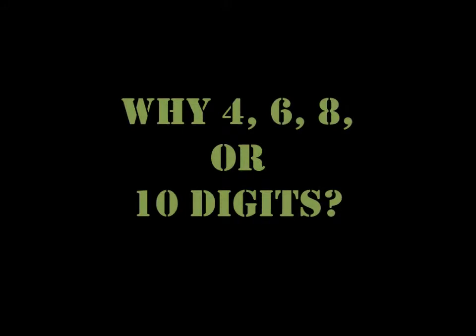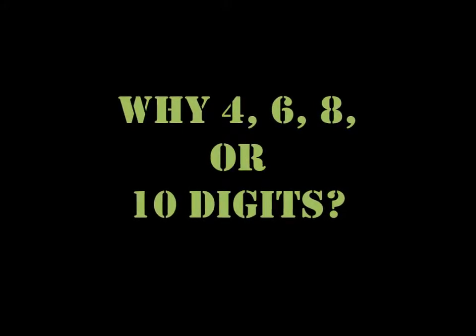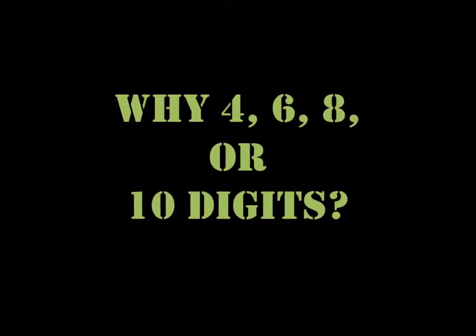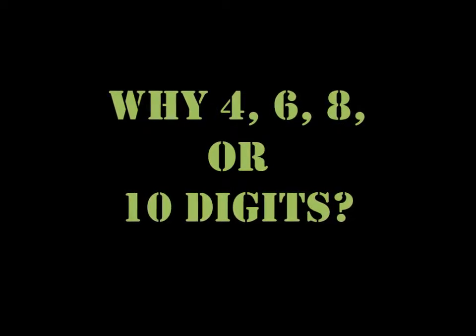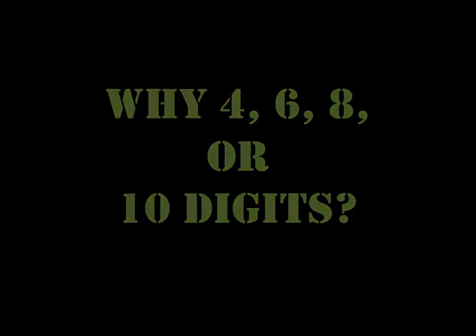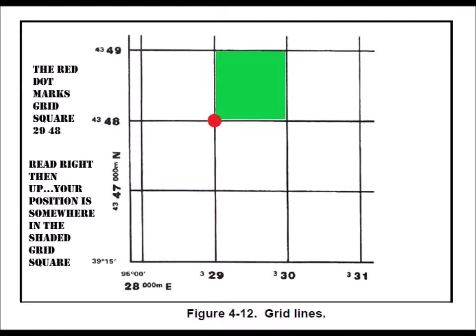The number of digits in your grid coordinates corresponds to the accuracy of your coordinates. For example, 4 digits is within 1,000 meters, 6 digits is within 100 meters, 8 digits is within 10 meters, and 10 digits puts you within 1 meter of your actual position on the ground. Figure 412 shows an example of a set of 4-digit grid coordinates. In this case, 2948, meaning your position is somewhere inside that green square, and therefore that puts you within 1,000 meters of your position on the ground.